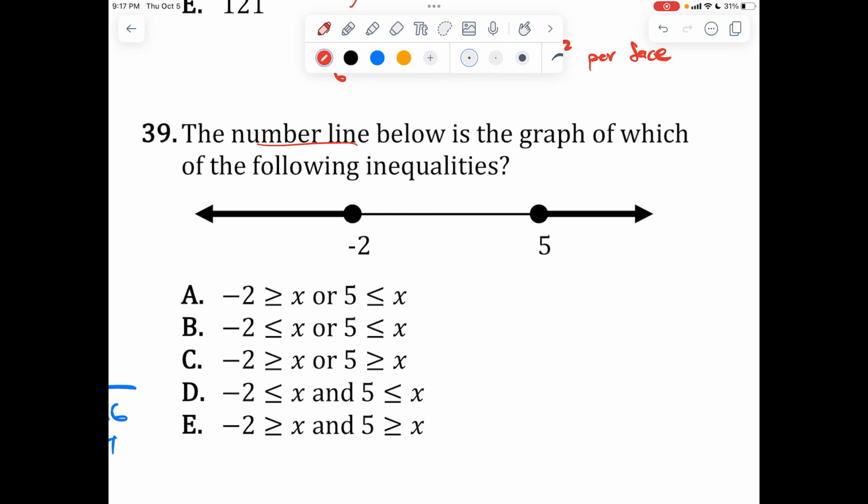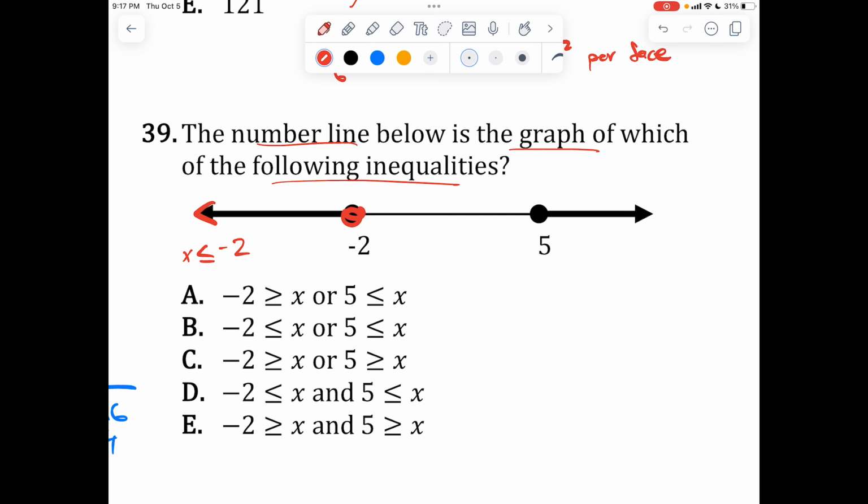The number line below is the graph of which of the following inequalities. So here we have everything less than or equal to -2 and everything greater than or equal to 5. So one way to do this is to just look at the direction of the arrow and make that your greater than or less than sign. Do that relative to the number.